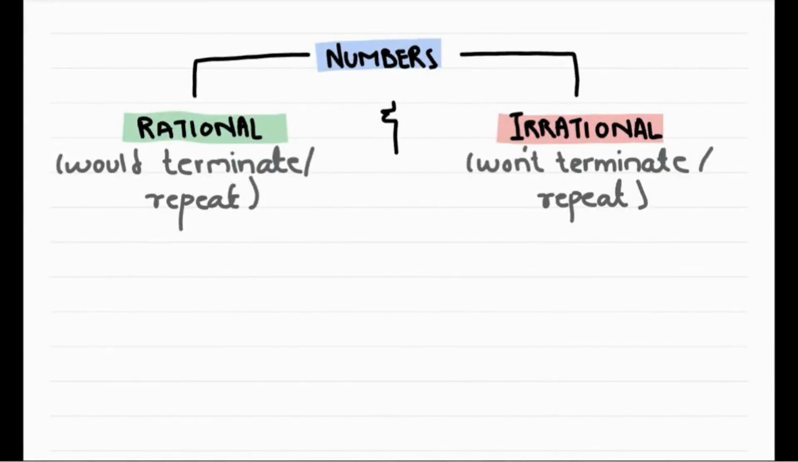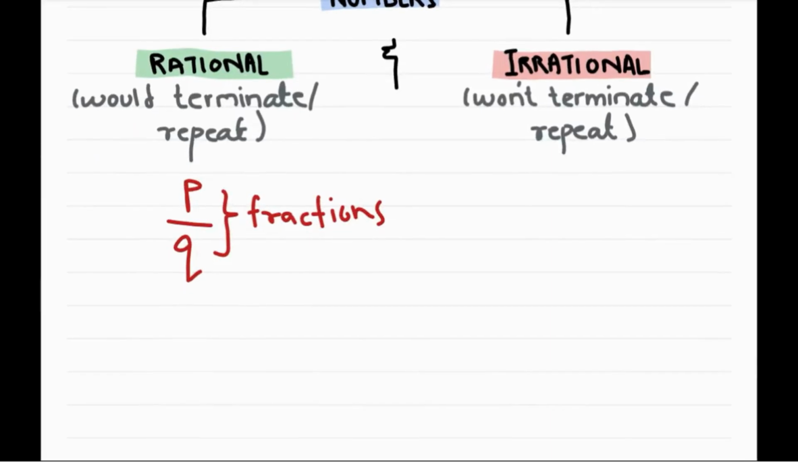Numbers are of two types. There can be rational numbers and there can be irrational numbers. So rational numbers, firstly, are such numbers that can be written in the form of P upon Q. That means that rational numbers can be written as fractions where the Q, or the denominator, should not be 0.